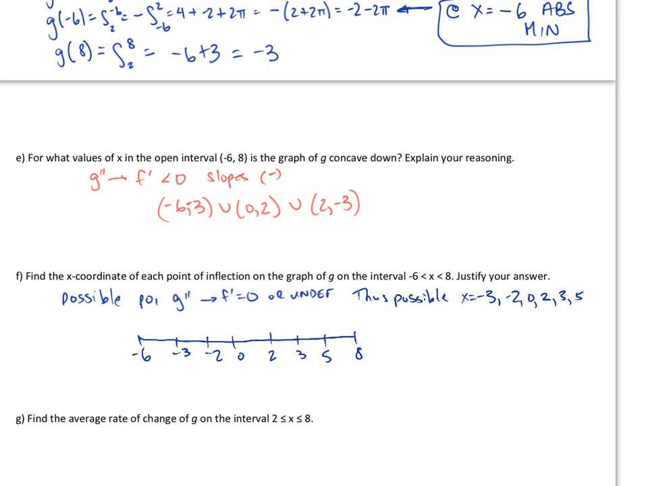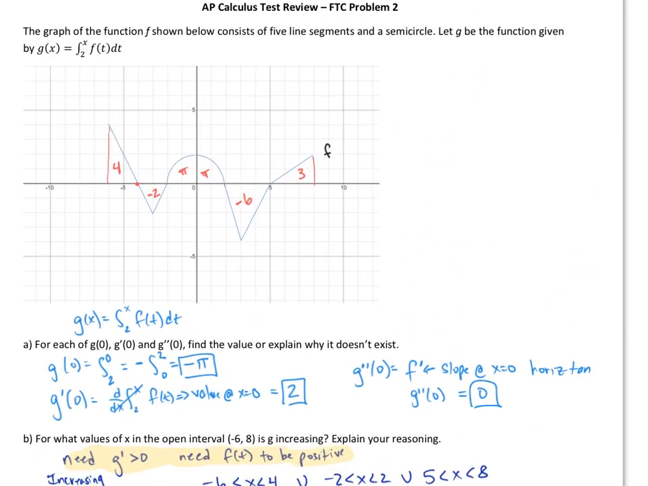I want to find, this is an f prime, so I need the slopes between -6 and -3, and those come out to be negative. The slopes between -3 and -2 are positive. The slopes between -2 and 0 are positive again. Just to show you, you can look at the graph and see negative slopes over here, positive, 0, negatives. So that's what I'm looking at.